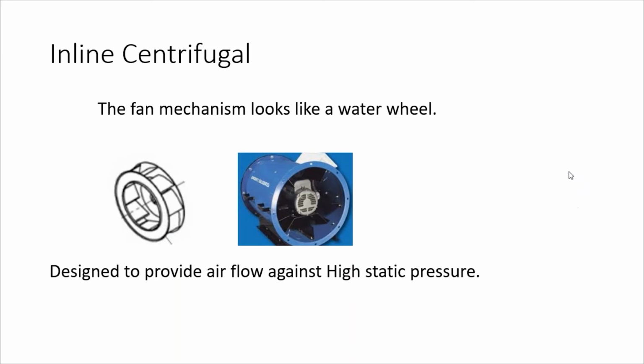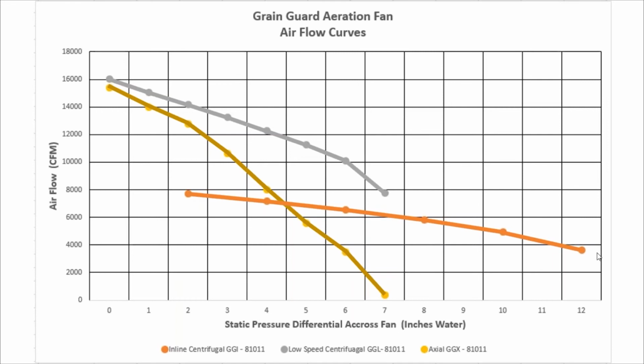This design provides airflow against the higher static pressures. When I say higher, it peaks out around 12 inches of water column. So you do get a significant bump here, but you also see a significant reduction in the maximum airflow. At 2 inches, you're not even putting out 8,000 CFM, where the axial and the low speed are putting out 12 to 14,000 CFM. But ultimately, the inline centrifugal is a good fan for in-bin drying because it gives you a broader range of discharge pressures where it can move good air volumes.